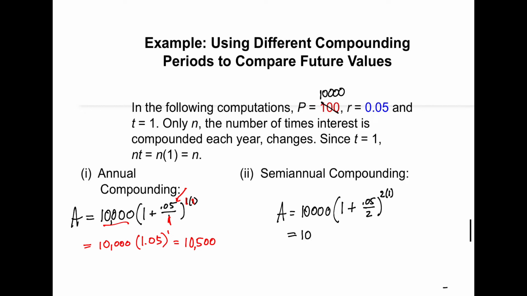So this gives me 10,000 times 1 plus 0.05 divided by 2 raised to the second power, which adding those together is just 1.025 and then squared. And this gives me $10,506.25. Cool. So I ended up making $6.25 more simply by compounding it twice within the year as opposed to only one time.